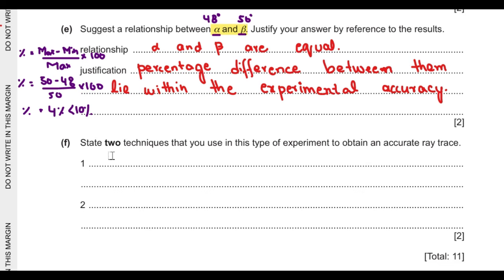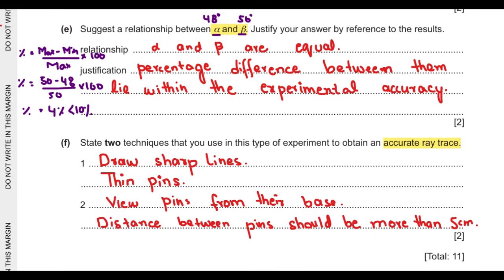F part says state two techniques that you use in this type of experiment to obtain an accurate ray trace. I have stated multiple reasons: draw sharp lines, use thin pins, view the pins from their bases, and the distance between the pins should be more than 5 centimeters. You can write any two from these.